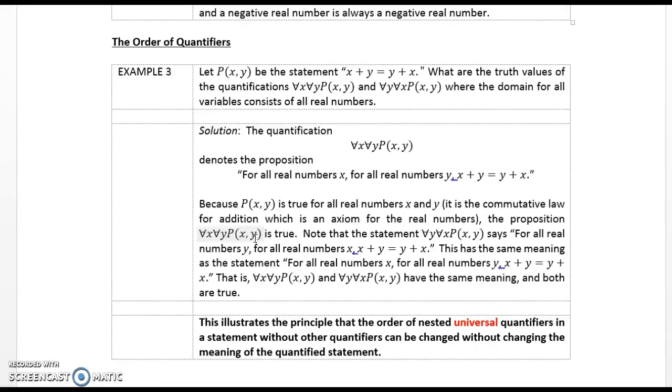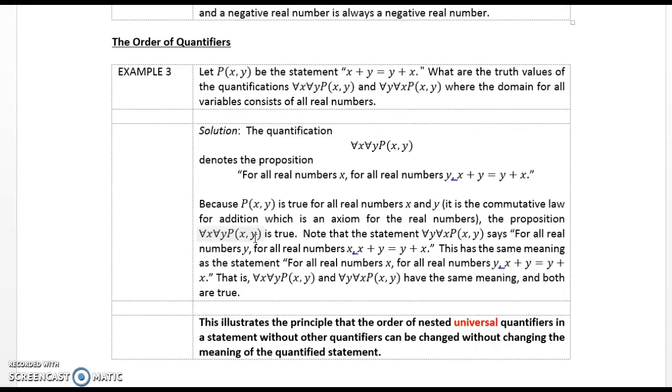Because P of xy is true for all real numbers x and y, it is the commutative law of addition, which is an axiom for the real numbers. The proposition "for all x, for all y, P of xy" is true. Note that the statement "for all y, for all x" says for all real numbers y, for all real numbers x, x plus y is equal to y plus x.